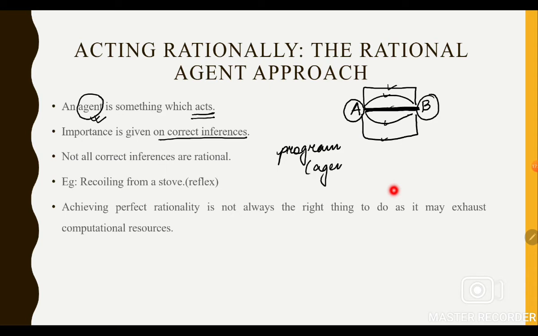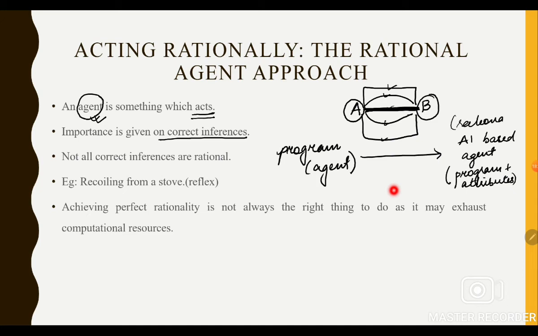If we are trying to convert it into an AI based agent, we have to incorporate the program plus attributes with it. So this AI based agent is basically your rational agent, and it will give you the best possible outcome in all possible scenarios.